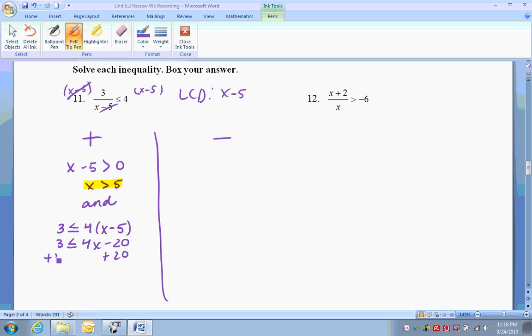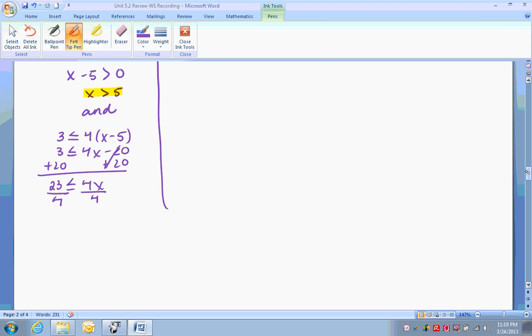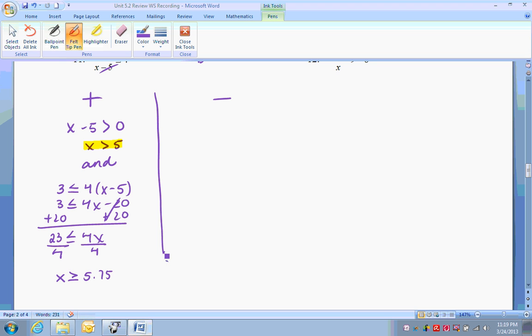I add 20 to both sides. I'm left with 23 is less than or equal to 4x. Divide both sides by 4, and you end up seeing that x is greater than or equal to 5.75. And that is the second bit of information that we're interested in.